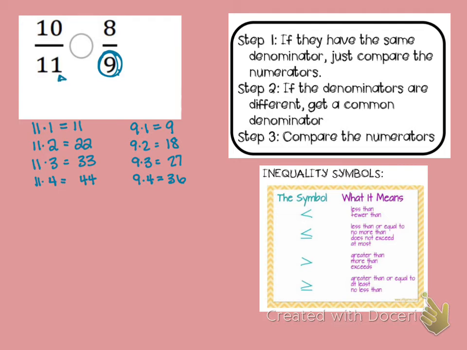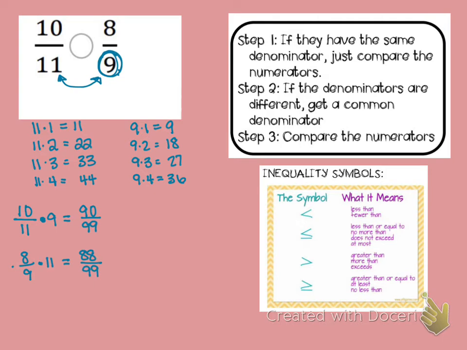Or you can just switch the denominators and multiply them times each other. Sometimes that gives you a really big number, but you also get a common denominator. So if we look at 10 over 11, the other denominator is 9. So I'm going to multiply this entire fraction by 9. 10 times 9 is 90, and 11 times 9 is 99. Okay, so then I go to 8/9, and I'm going to multiply it by the opposite fraction's denominator, which is 11. Okay, so then 8 times 11 is 88, and 9 times 11 is 99.